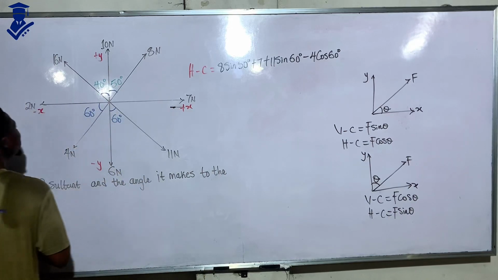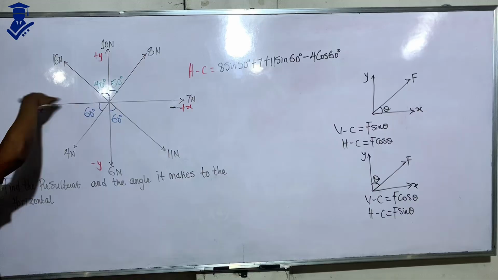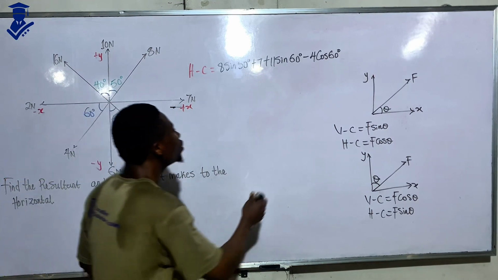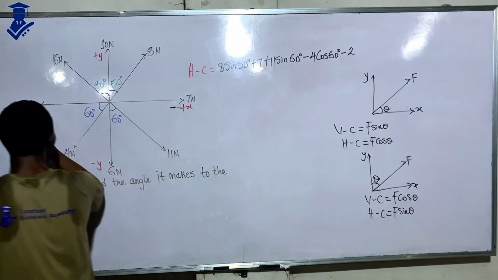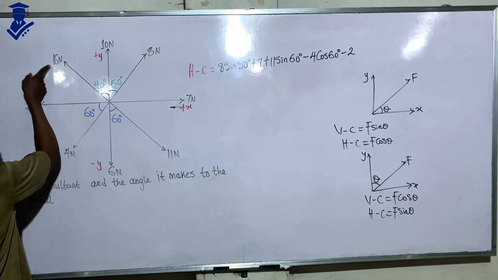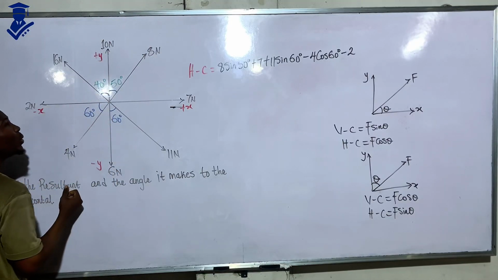Now, the next force is our 2 Newton force, and it's directly on the horizontal axis, that's on your x-axis, and it's also on the negative side. So this is going to be simply minus 2. There is no angle allocated to it because it's directly on the x-axis. Now the next one is your 16 Newton force. The 16 Newton force is inclined at an angle of 40 degrees to the vertical.